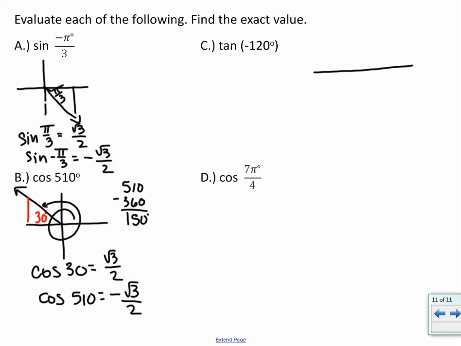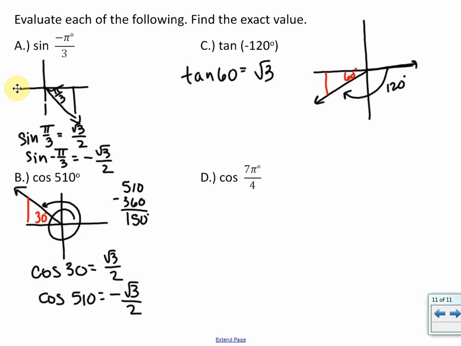For C, tangent of negative 120. So here's where I'm starting. I'm going negative 120, which would be clockwise 120 degrees. My reference angle is going to be 60. So the tangent of 60 is radical 3. Since it's in the third quadrant, I know tangent is positive in the third quadrant, so I don't have to change the sign on this one. So the tangent of negative 120 is actually positive radical 3 because tangent is positive in the third quadrant.